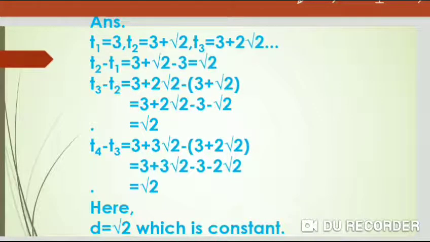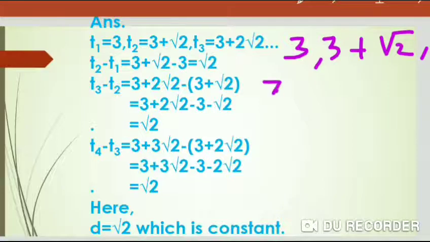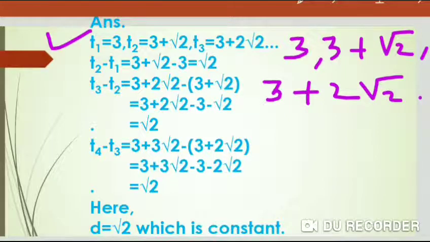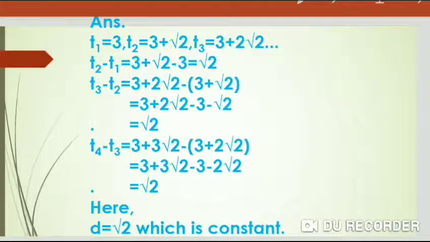In this example, the sequence is given as 3, 3 plus root 2, then 3 plus 2 root 2, and so on. Here we have to find out the common difference D. Now see, the value of T1 is equal to 3, T2 is equal to 3 plus root 2, T3 is equal to 3 plus 2 root 2. In order to find the common difference D, we take the difference between two consecutive terms. Understand? That means T2 minus T1.